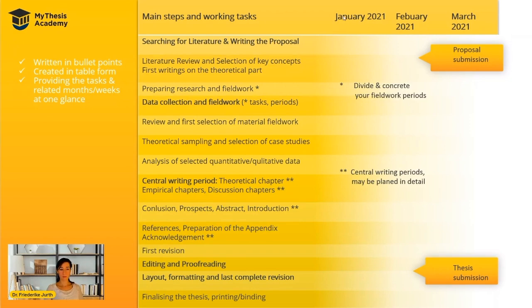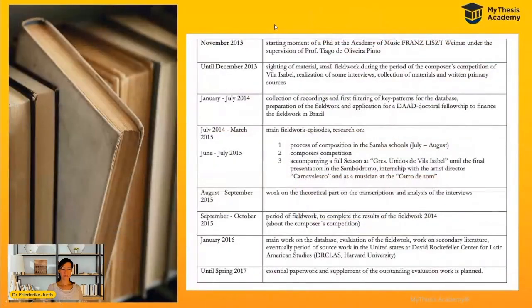And in this upper field, you can put the months, to give an example, January 2021, February, March, and so on. This is one version of how you can put it. Then this is a second possibility.